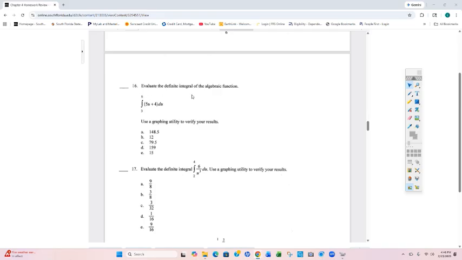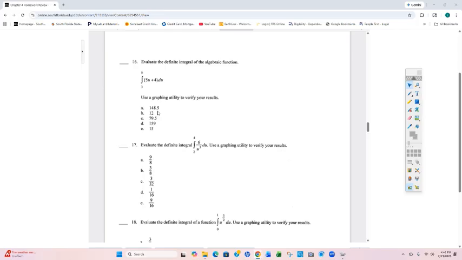Evaluate the definite integral of the algebraic function. Okay, there's an integral symbol with a 3 on bottom and a 6 on top. So the integral from 3 to 6 of, in parentheses, 5u plus 4, and then du. A is 148.5, B is 12, C is 79.5, D is 159, E is 15. The answer to number 16 is C.